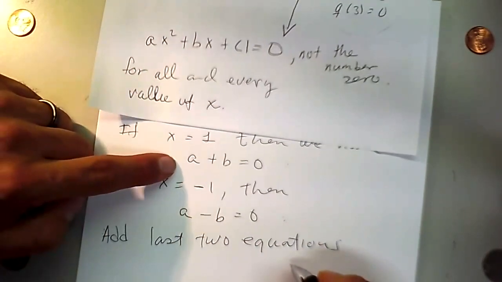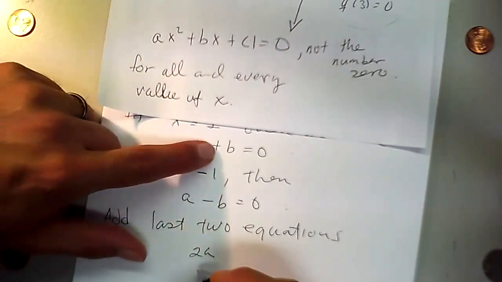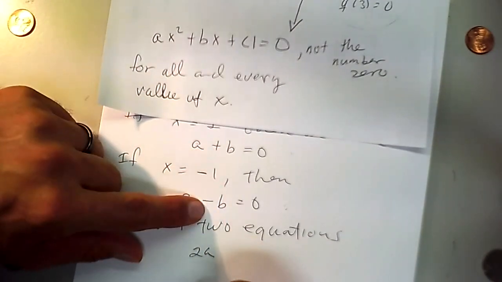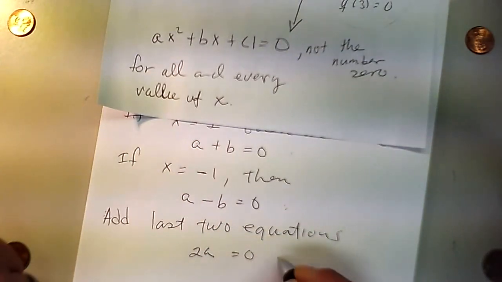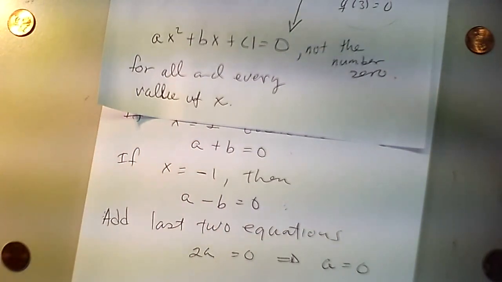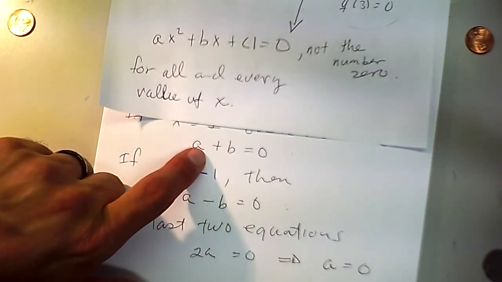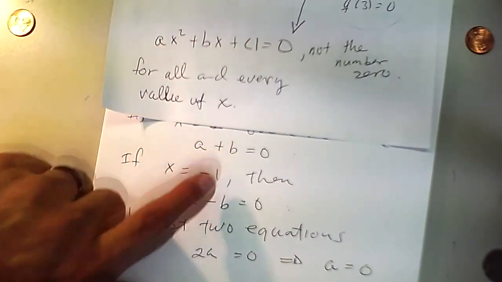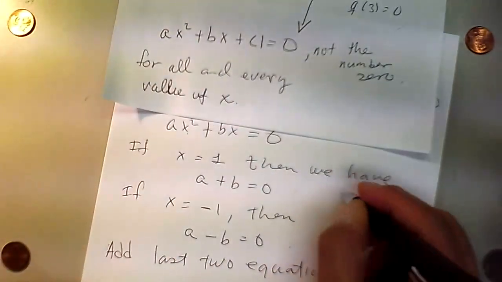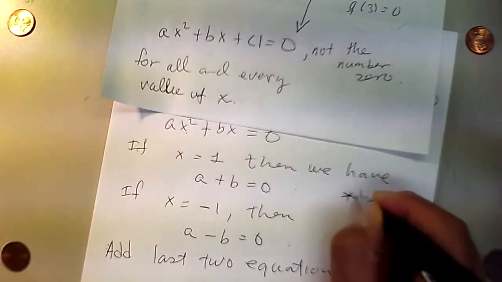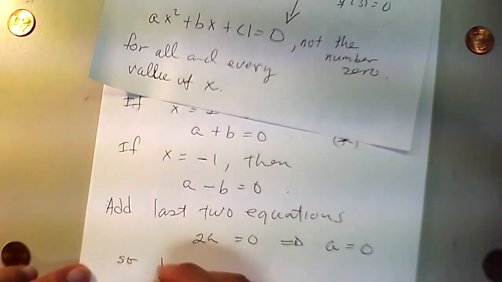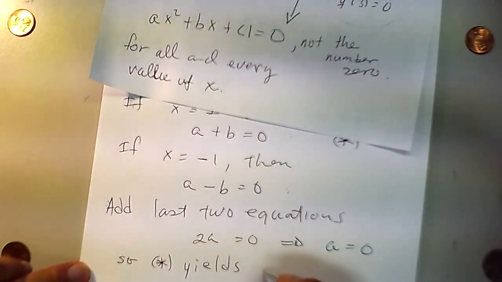So that means that 2a, no, b, because when we add b with negative b, we get 0, equals 0. That implies that a is equal to 0 because we can divide by 2. And if a is 0, then this equation becomes b is equal to 0. Let me label this equation as, I don't know, star. So star yields a is 0, so b is equal to 0.